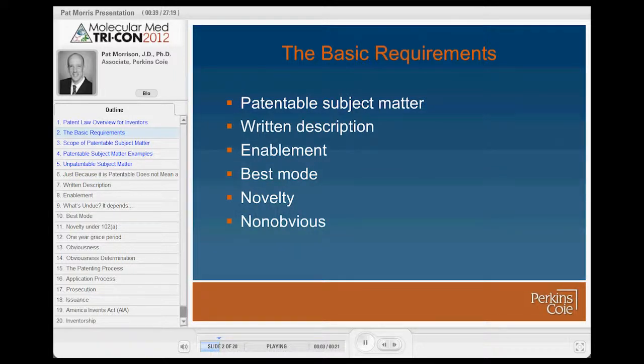So first I was going to run through some of the requirements for obtaining a patent. You have to have patentable subject matter, obviously. You have to have written description and enablement in your application. You have to meet what's called the best mode requirement, and your invention has to be novel and non-obvious. So I'll touch on each of these briefly.